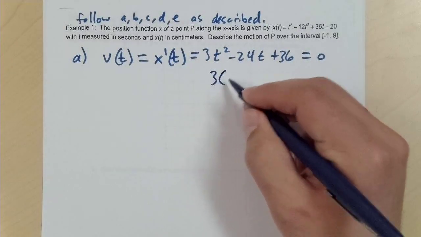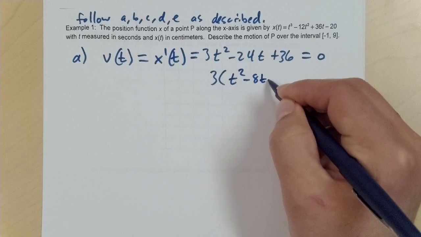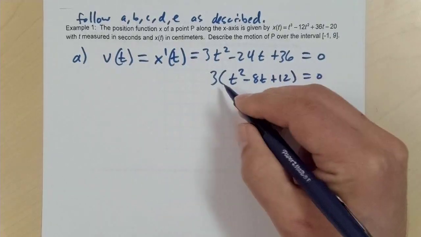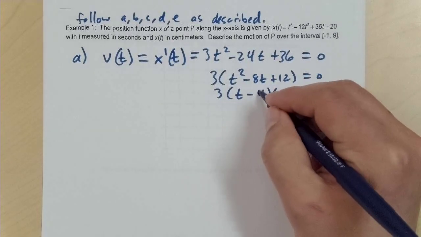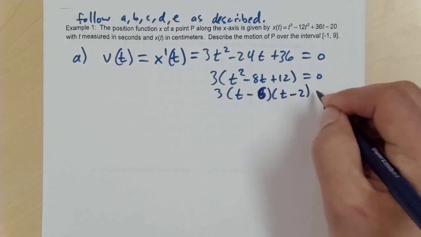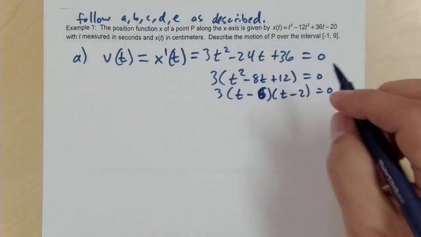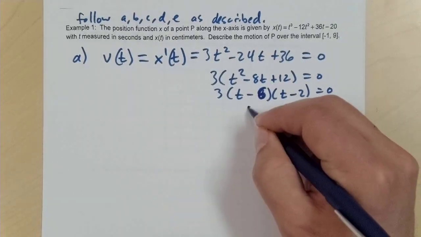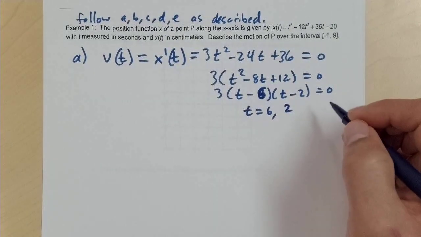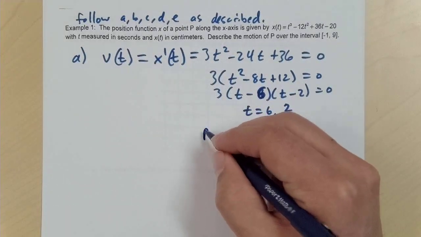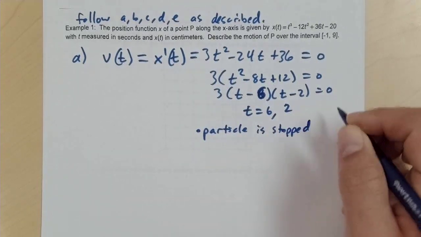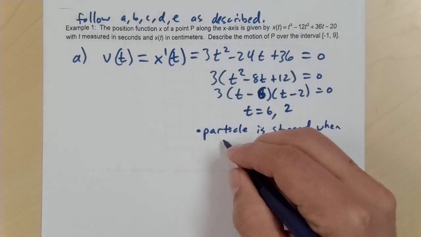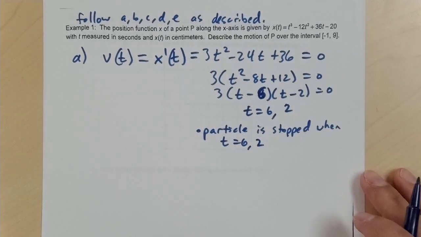It's probably easy to factor out a 3 first. So you get t squared minus 8t plus 12. You can continue factoring: t minus 4, or sorry, t minus 6, and t minus 2. So if we set each of these equal to 0, t equals 6 and t equals 2. So the particle is stopped, it's not moving, when t equals 6 and t equals 2.